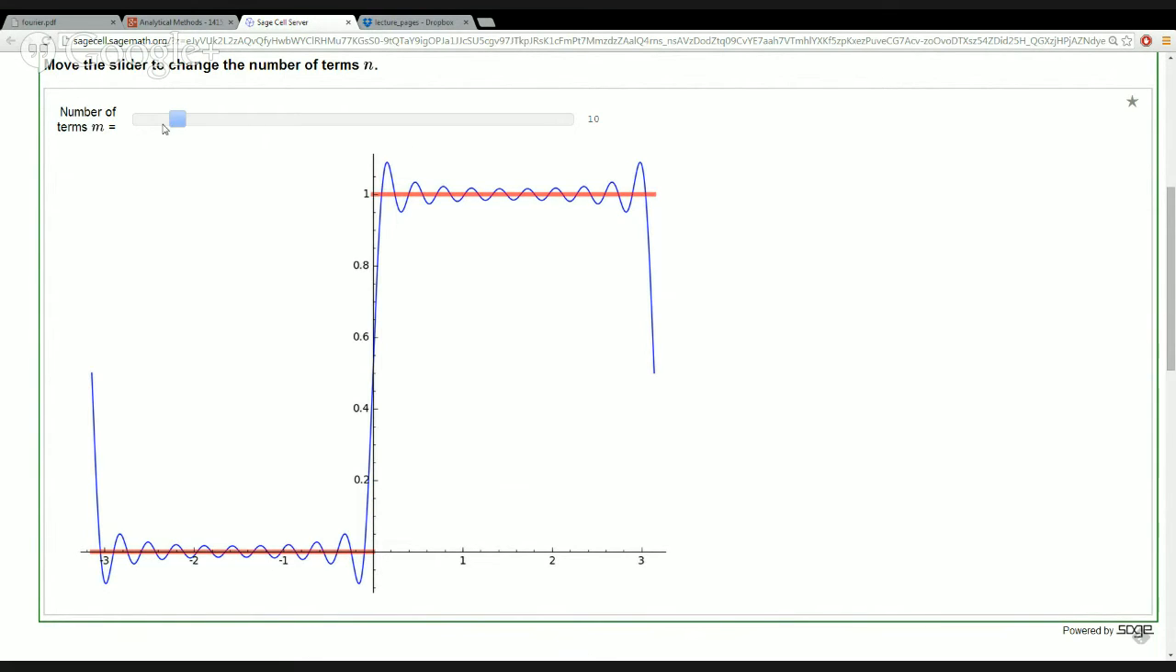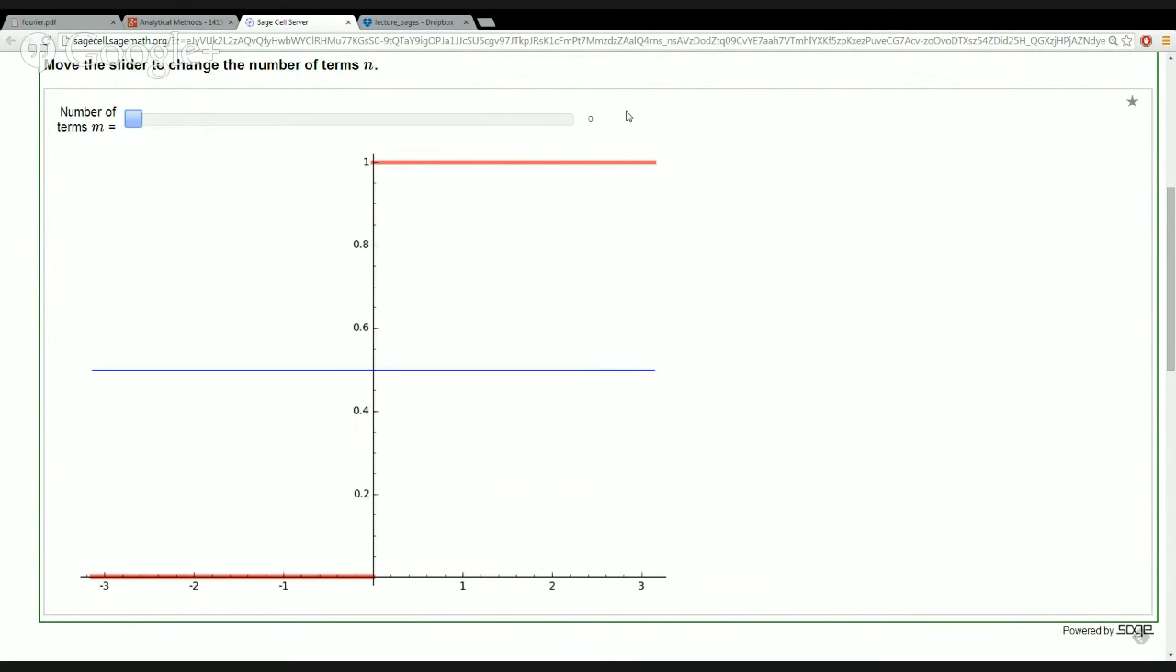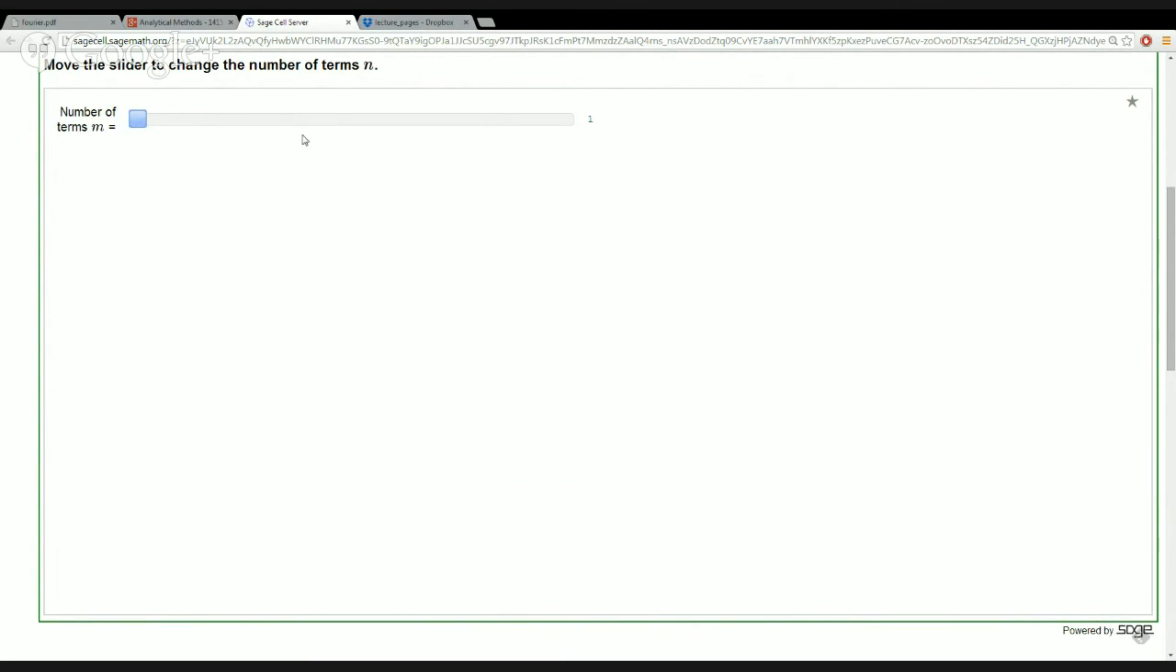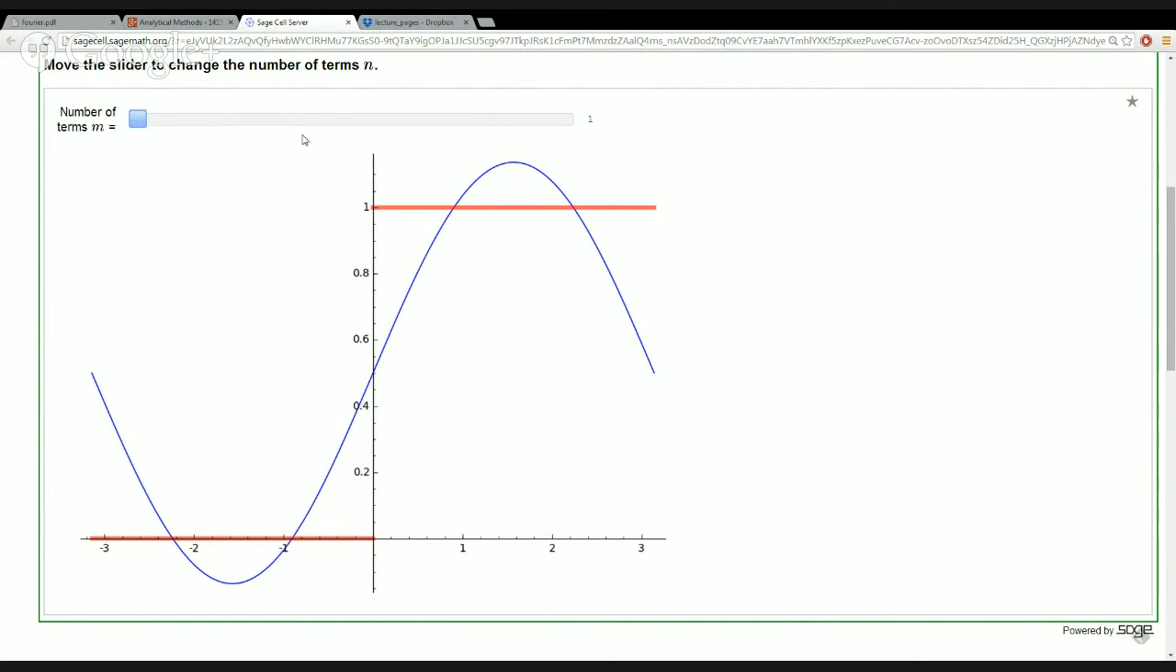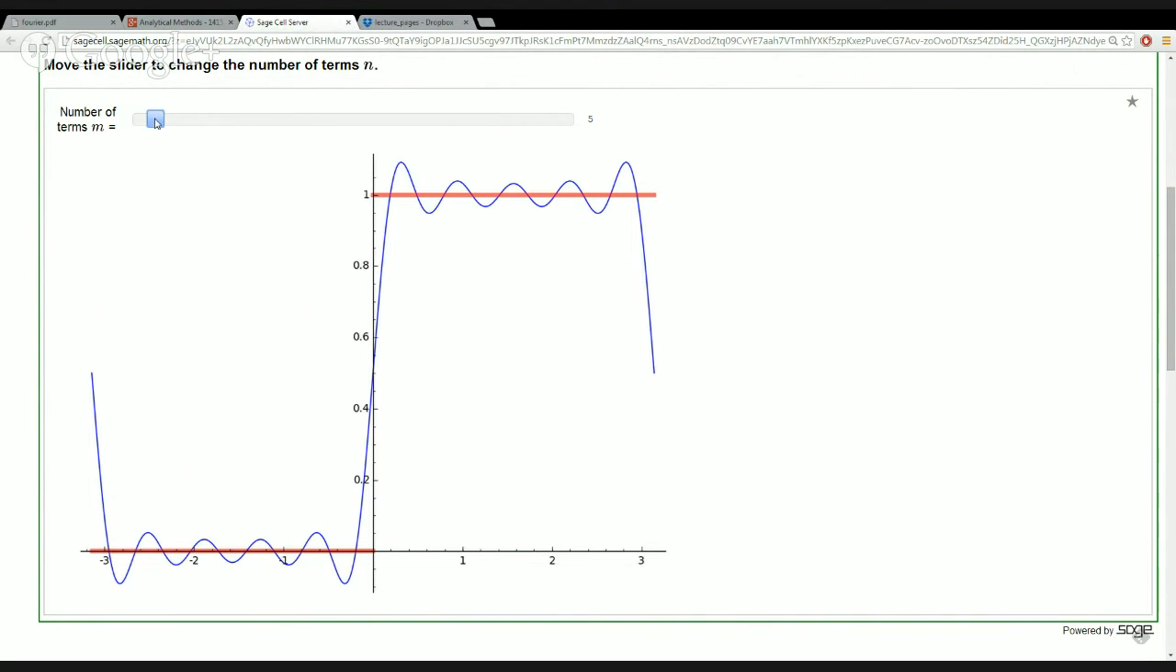This slider here is the number of terms, m, involved in the Fourier series approximation. If you slide it right back down to 0, you have just the constant, the Fourier series consisting of just a constant. That's the constant a half, the best constant approximation to the square wave over the interval minus pi to pi. Now, as you increase the number of terms, the blue function, the Fourier series approximation, is getting closer and closer to the square wave function. It's converging to the square wave function.